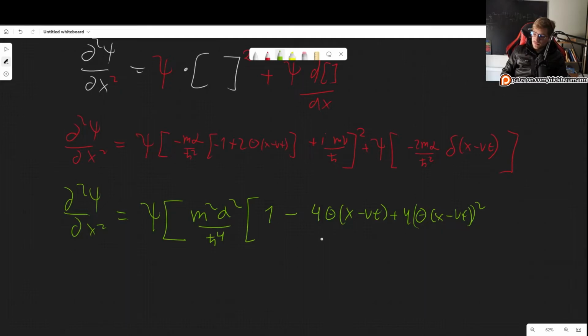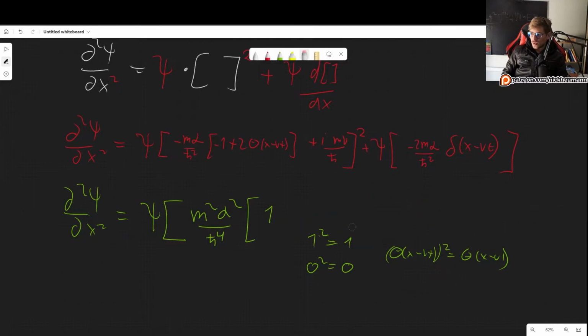But notice that the step function has either value 1, in which case 1 squared is the same as 1, or it has the value 0, which squared is also 0. So that means that the step function squared is the same as the step function. So this part, minus 4 times step function plus 4 times step function squared, is the same, so we don't need to worry about it. They cancel out, and we only have this part surviving.